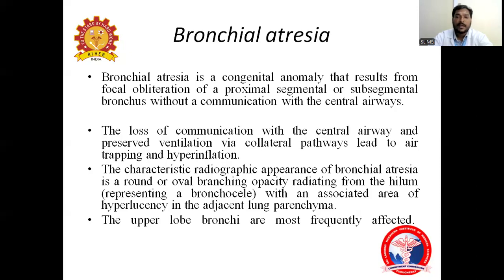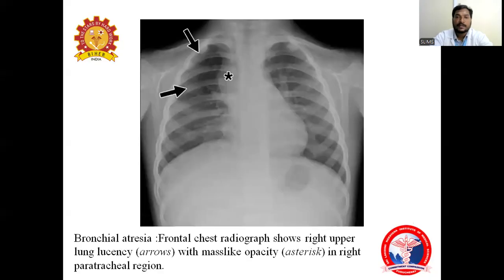The characteristic radiographic appearance of bronchial atresia is a round or oval branching opacity radiating from the hilum, representing bronchocele, and it may be associated with areas of hyperlucency in the adjacent lung parenchyma. The upper lobe bronchi are more frequently affected in bronchial atresia.